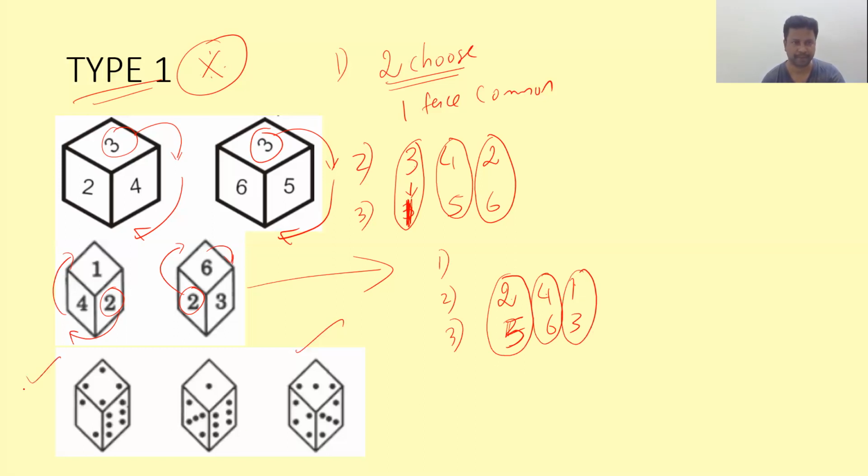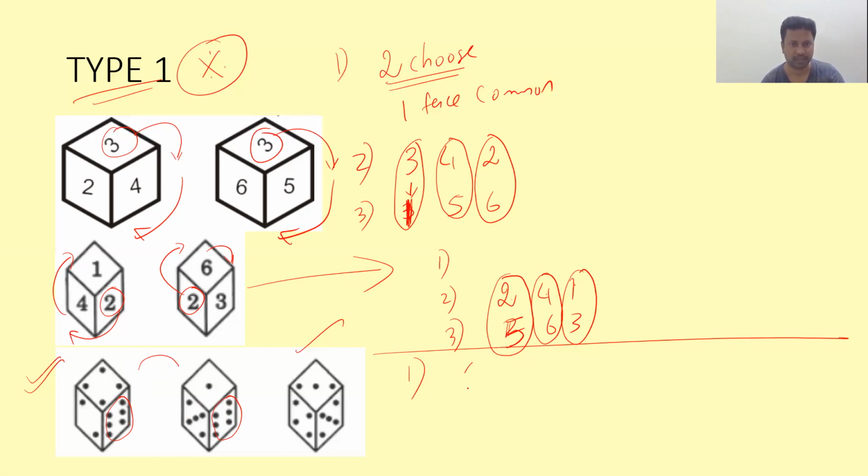Now see this question. This is important. 3 dice are given in this diagram. So what you want to do? The first step is you want to choose any 2 dice. That is your wish. You can choose any 2 dice, but the condition is only one face must be common. Can I choose 1 and 2? Yes, I can choose 1 and 2 because only one face is common. That is the 6 face. The 6 dot face is common in both the dice. Only one face must be common, not more than one.